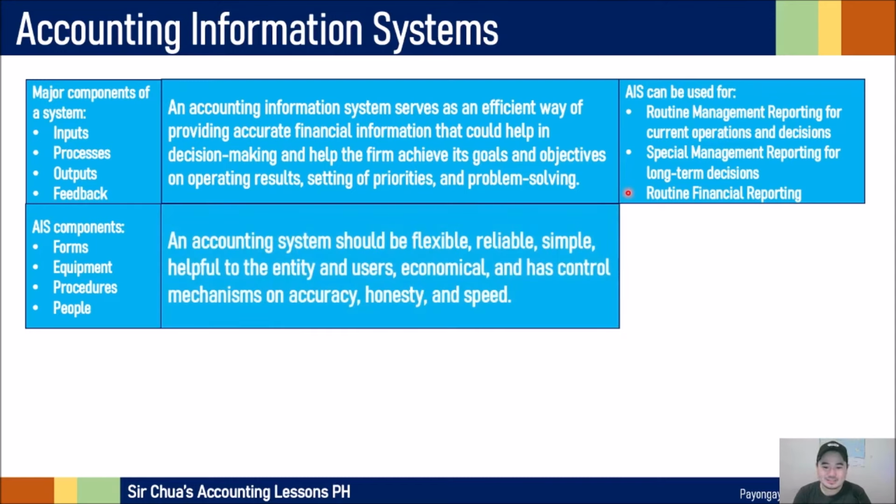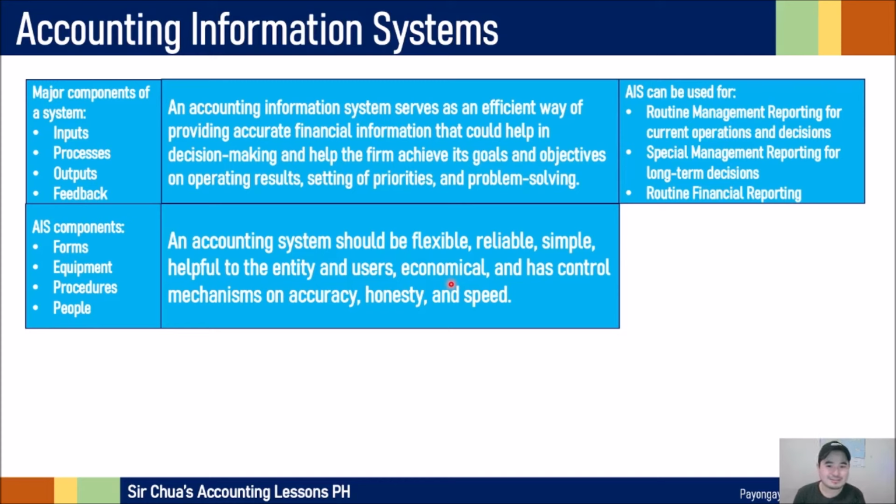Now, an accounting system should be flexible, reliable, simple, helpful to the entity and users, economical, and have control mechanisms, accuracy, honesty, and speed. I want to highlight this economical because we always need to do cost-benefit analysis. Maybe maintaining our accounting information system costs more than the benefit we get from using the AIS. So always remember that as a good management accountant, you should also look into the perspective of cost-benefit analysis.